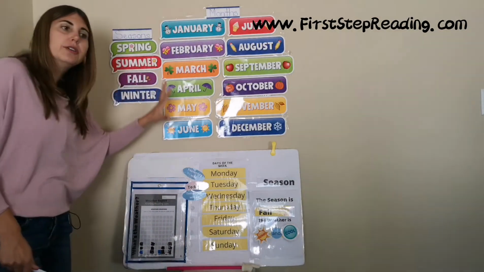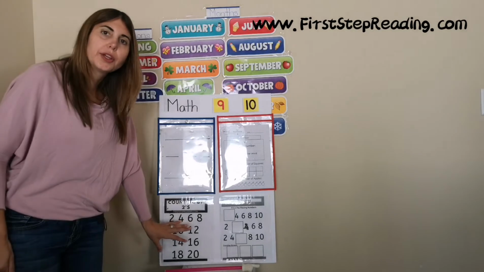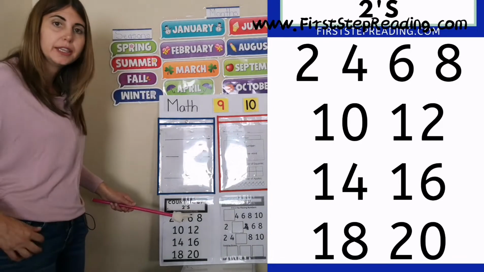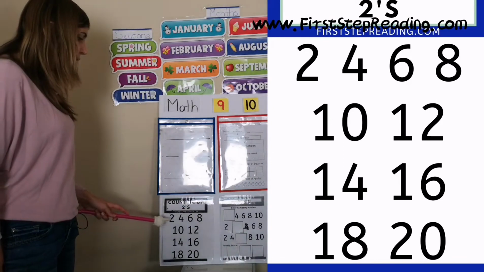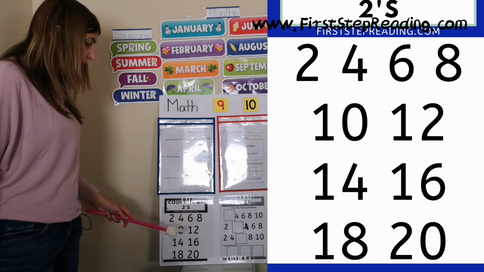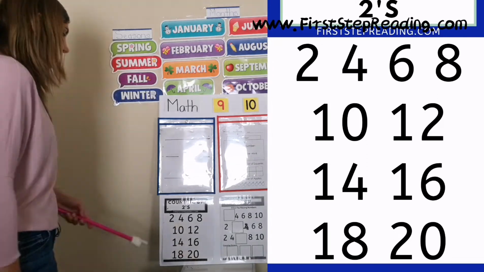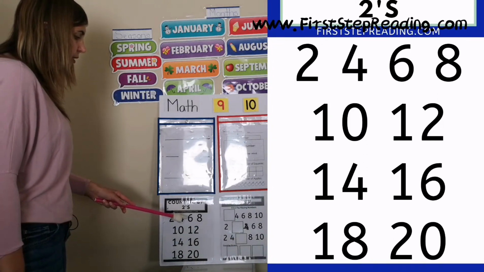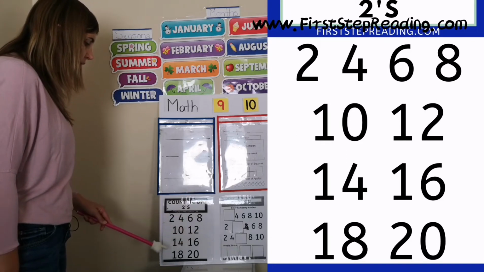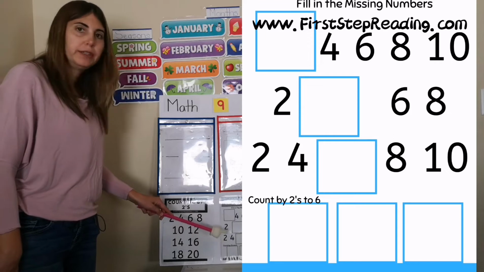So we're done with our calendar portion for today, so we're going to move on to math. Let's just start off with our counting by 2s. We have to practice it so we don't forget it. Can you say your 2s with me now? 2, 4, 6, 8, 10, 12, 14, 16, 18, 20. Let's do it one more time. 2, 4, 6, 8, 10, 12, 14, 16, 18, 20. And you can fill out your skip counting by 2s worksheet to practice.